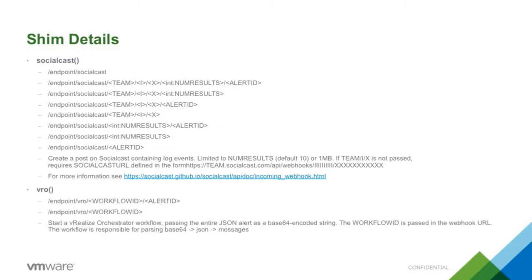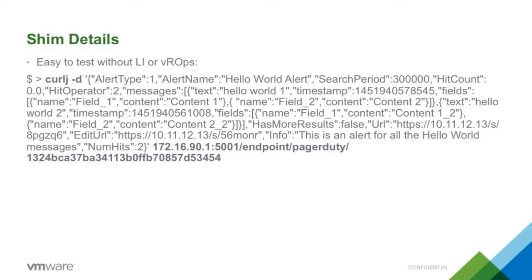Socialcast, vRO is a really cool one, kicking off workflows. Of course, you don't have to use vRO, you can use some other workflow engine as well. What we basically do is say, hey, I saw this log message, I know it means this problem, and as a result, I need to go execute that command. This is really helpful for automatic remediation if that's what you're interested in. This will work also for vROps in addition to Log Insight.